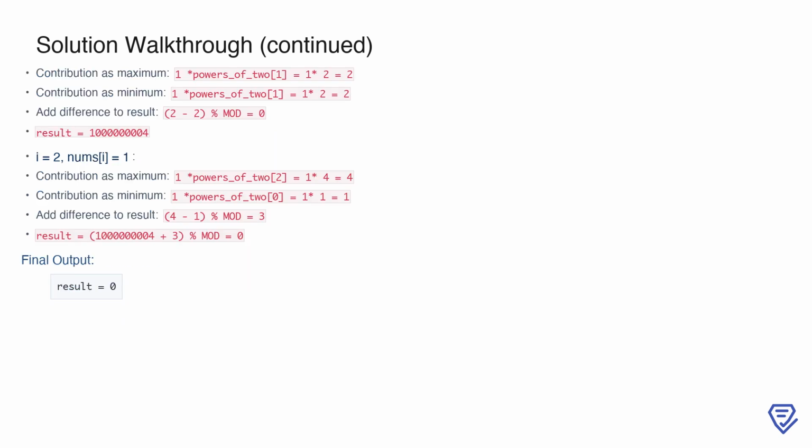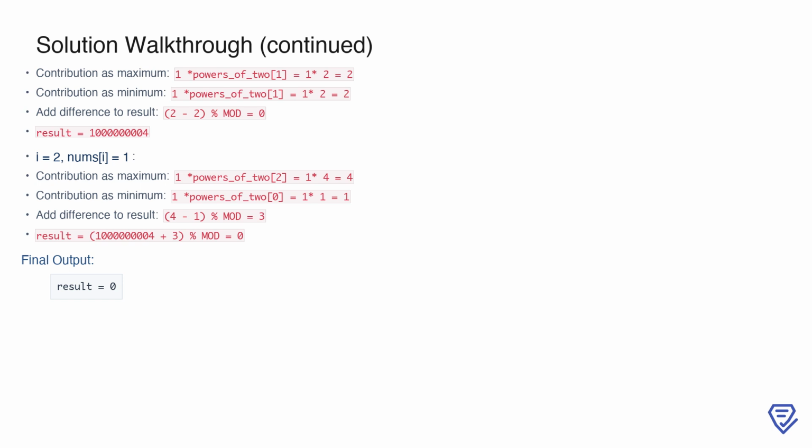For nums 1 equals 1, its contribution as the maximum is 2, and as the minimum, it is also 2. The difference, 2 minus 2, is 0, so the result remains 1,000,000,004. Finally, for nums 2 equals 1, its contribution as the maximum is 4, while its contribution as the minimum is 1. The difference, 4 minus 1, equals 3.